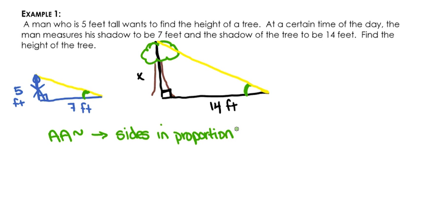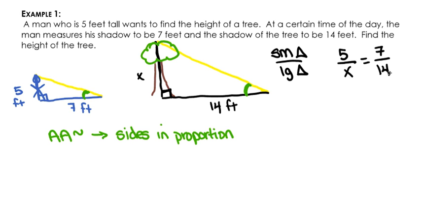So I'm going to go ahead and set up a proportion in order to solve this problem. You know from the previous videos that I like doing the lengths of the small triangle over the lengths of the large triangle. So I'm going to do the left side of my little triangle, which is 5, over the left side of my larger triangle, x, is equal to the bottom side of my smaller triangle, 7, over the bottom side of my larger triangle, 14.